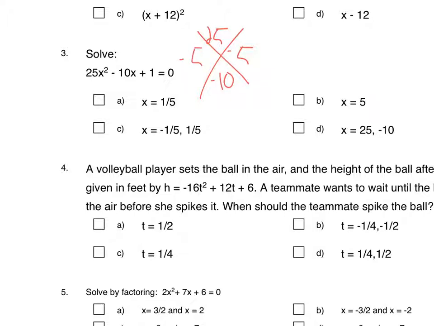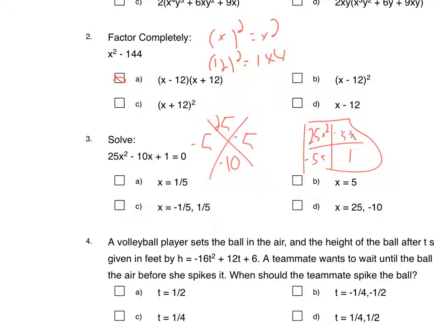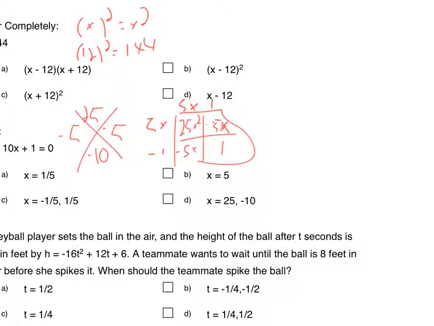Negative 5, negative 5. We do our box. And we get 25x squared and 1. Negative 5x and negative 5x. So we get negative 1, 5x, 5x, and 1, which then gives us 5x plus 1 squared equals 0, or you can write it as 5x plus 1 times 5x plus 1.